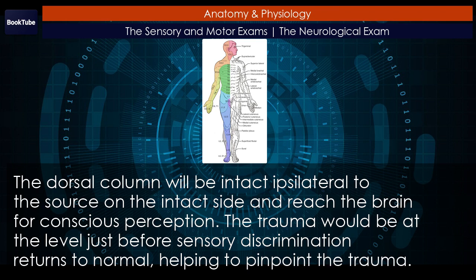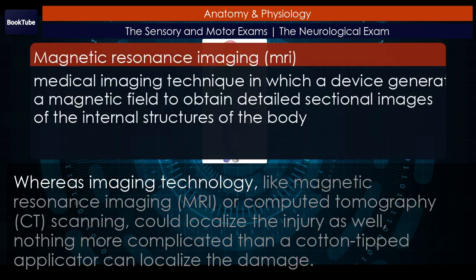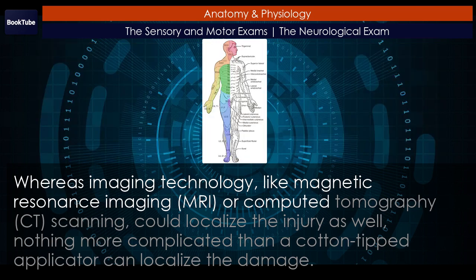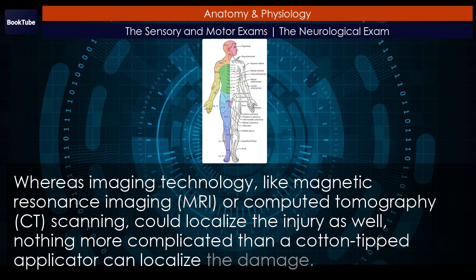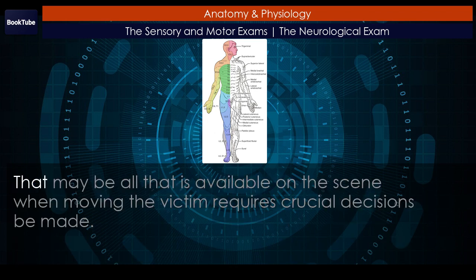Imaging technology, like magnetic resonance imaging, MRI, or computed tomography, CT, scanning, could localize the injury as well. Nothing more complicated than a cotton-tipped applicator can localize the damage. That may be all that is available on the scene when moving the victim requires crucial decisions be made.